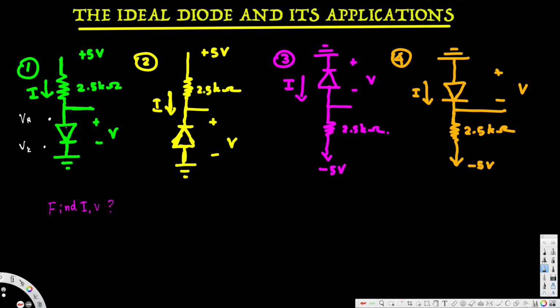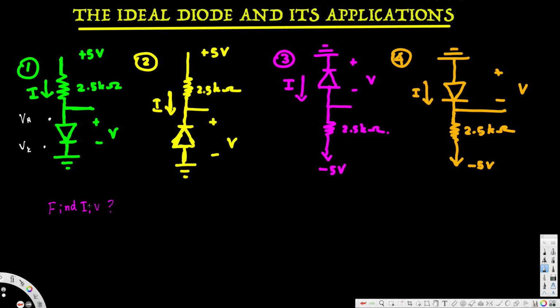Now let's look at this one. If we open this one, if you remove this diode, we are going to have VA that is going to be 5 volts. So VA is going to be 5 volts and VK is going to be 0 volts. So VA is higher than VK. It means this is a short circuit.